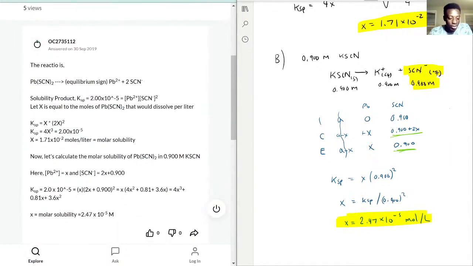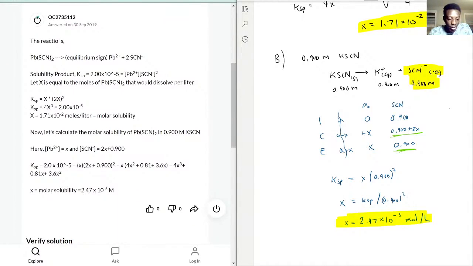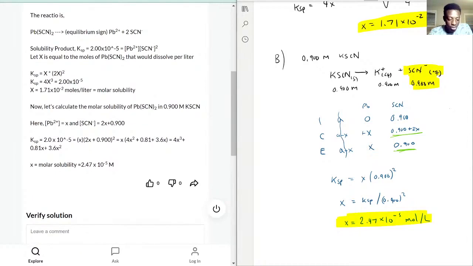Let's see how they did it. Okay, yep, 1.71 times 10 to the negative 2. Perfect. And here, yep, they did 2x 900 and then they actually did try to go with doing the cubic equation. They definitely have to show me how to do that. But overall, they should have gone exactly that. It would be 2.47 times 10 to the negative 5. But the key here, personally to me, is that the 0.900 doesn't change much, which is why you can just solve it like that, okay?